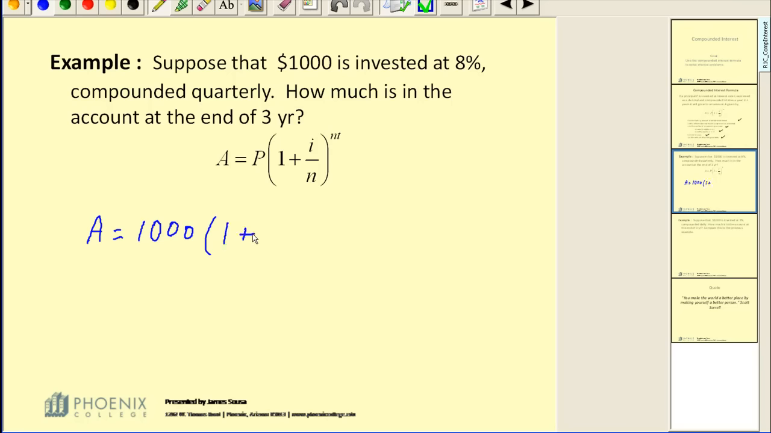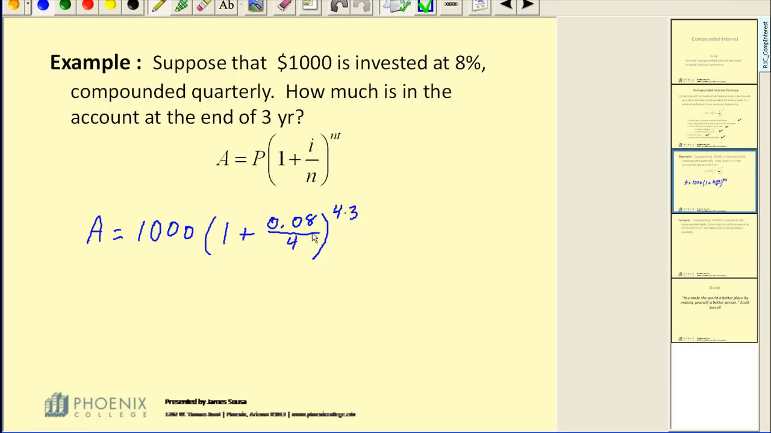Times the quantity 1 plus I, the interest rate as a decimal. 8% as a decimal would be 0.08. Now this is compounded quarterly, so N would be 4. And then we're raising this to the power of n times t. Well, we already said n was 4. T is time in years, so 3.